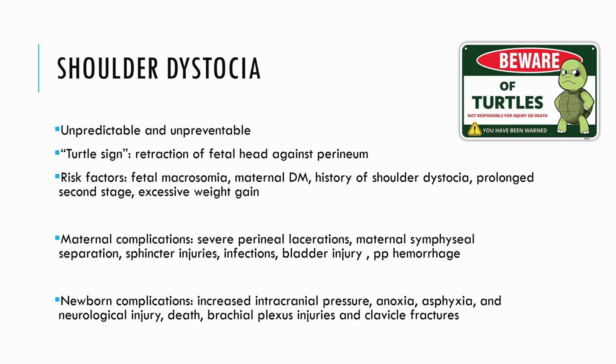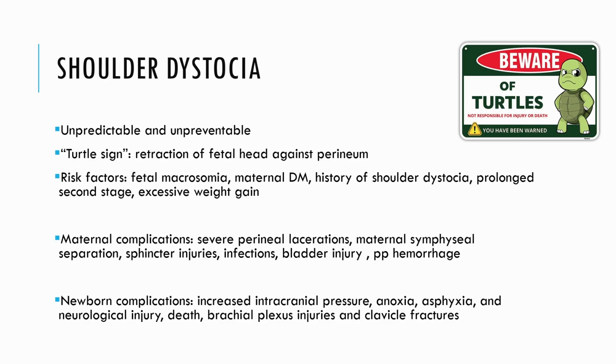Risk factors that a patient might experience a shoulder dystocia: if she is pregnant with a large baby, if she has diabetes, if she has a history of shoulder dystocia, prolonged second stage of labor, and if mom had excessive weight gain. So if you start seeing some of those risk factors, then you want to be ready in case this does happen.